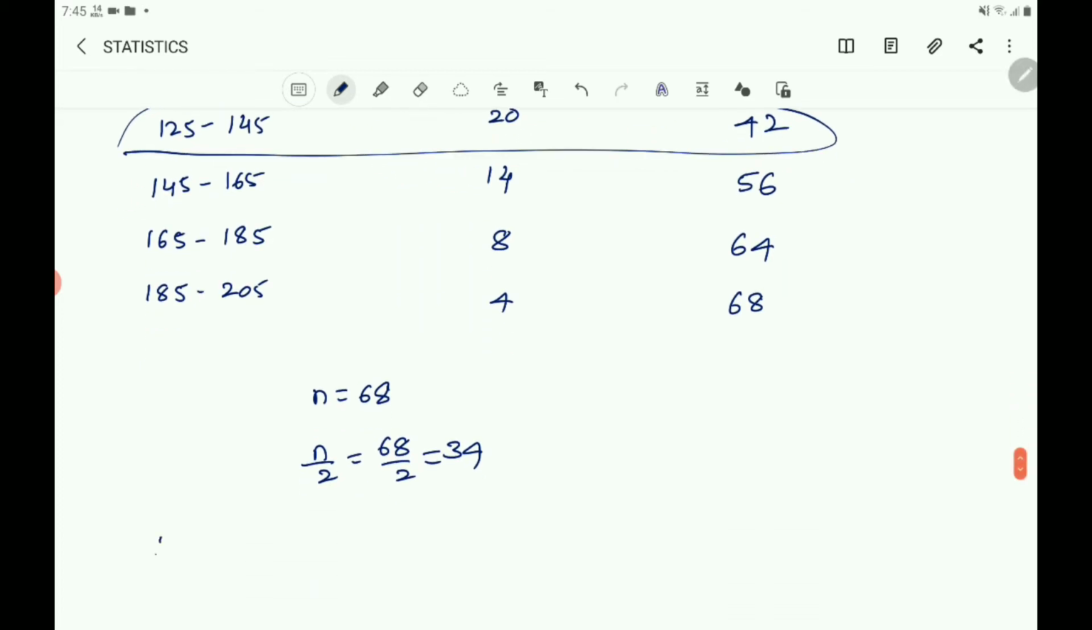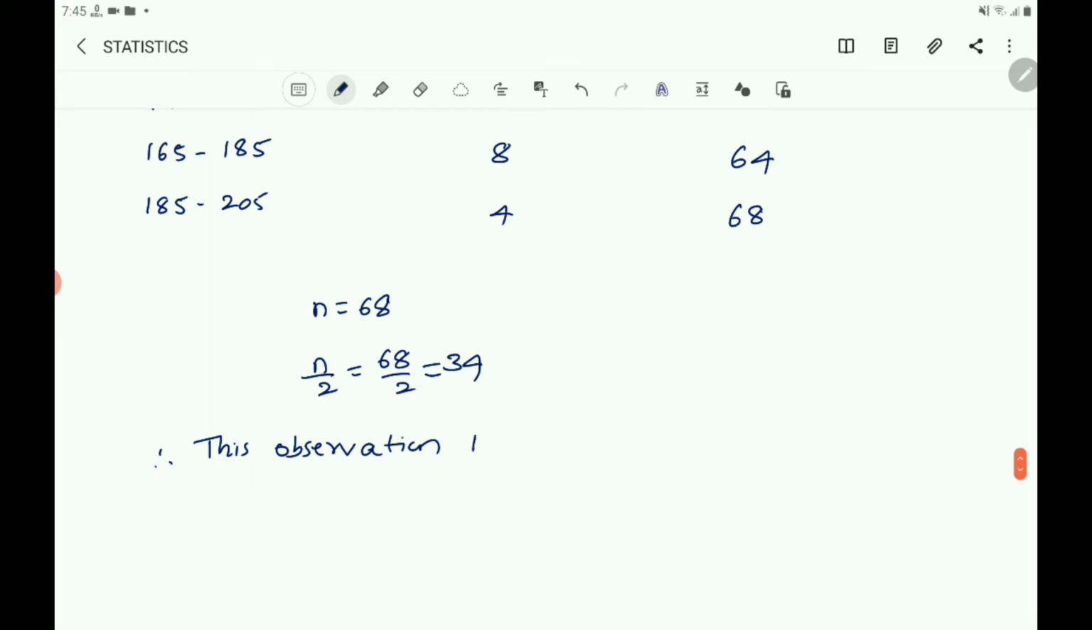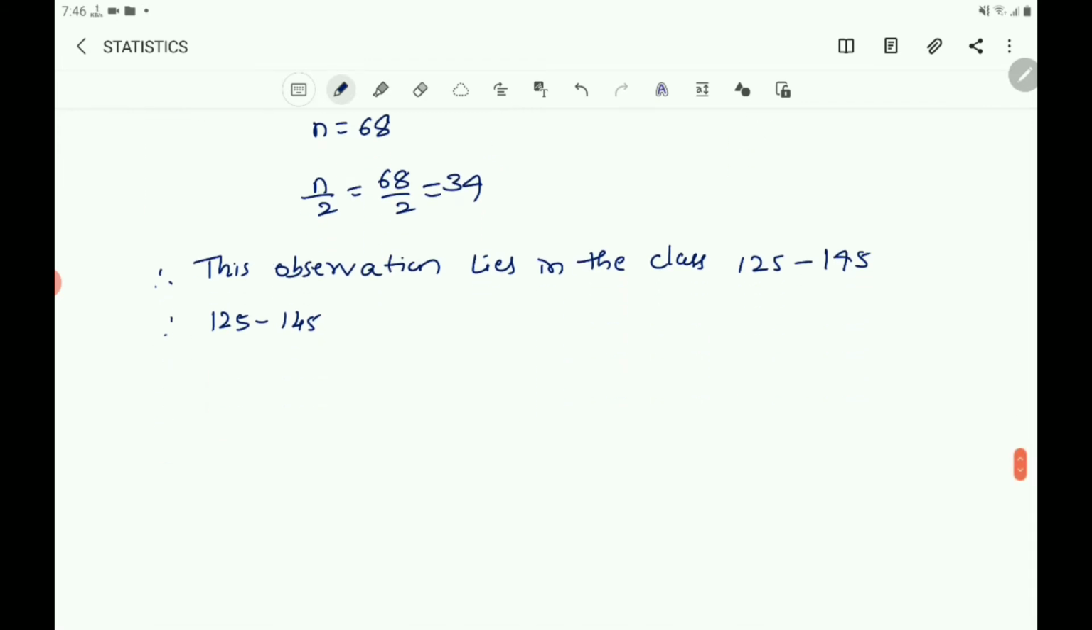Therefore, this observation lies in the class 125 to 145. Therefore, 125 to 145 is the median class.